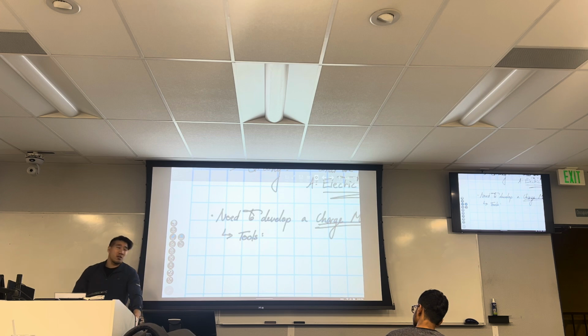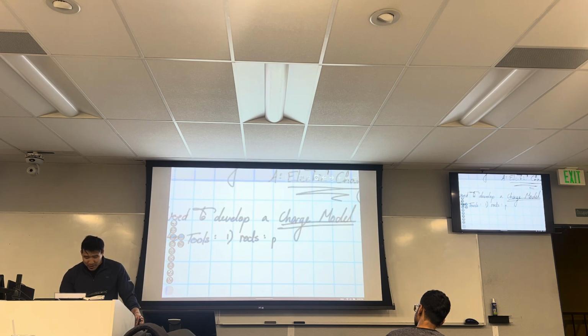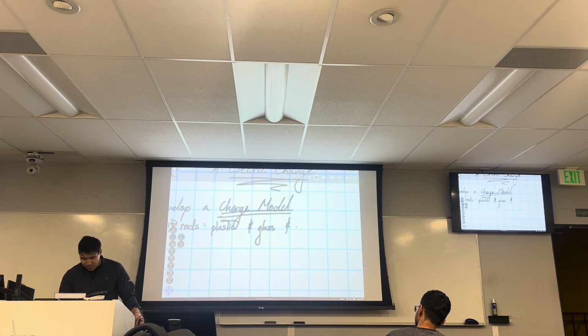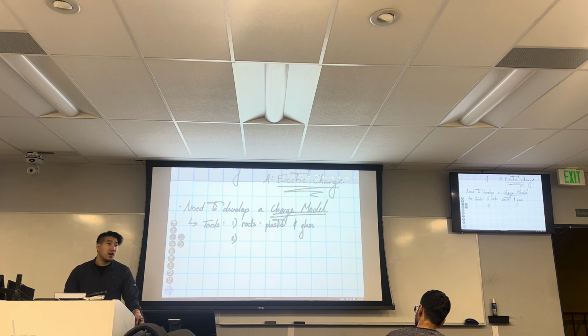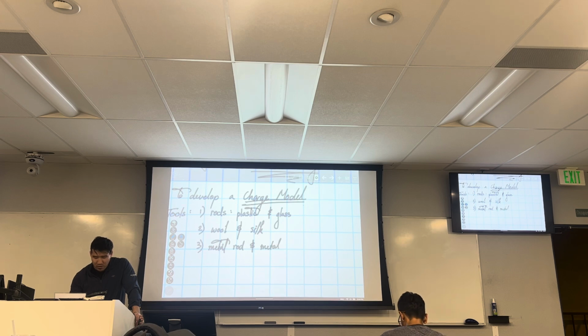So these are the tools that we're going to be utilizing for our thought experiments. The first one, we're going to have different rods. We're going to have plastic and glass rods. Secondly, we're also going to have different types of cloth. We're going to have wool and silk. Third, we're going to have a metal rod and metal spheres on a wooden stand.